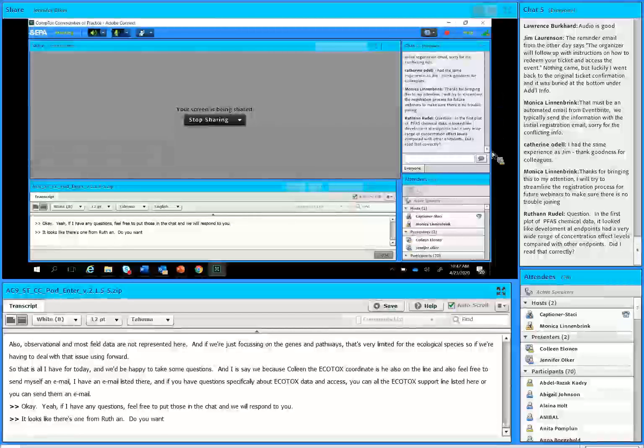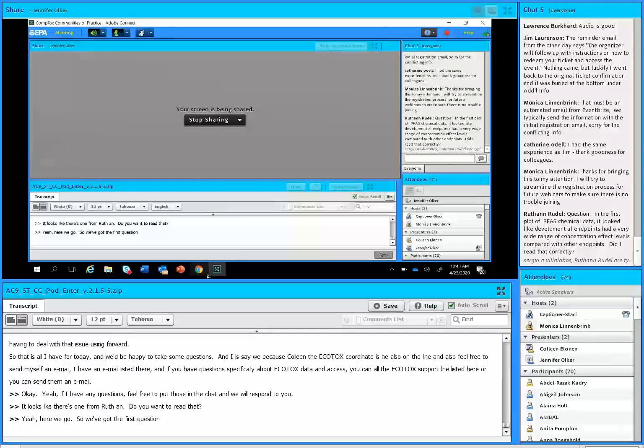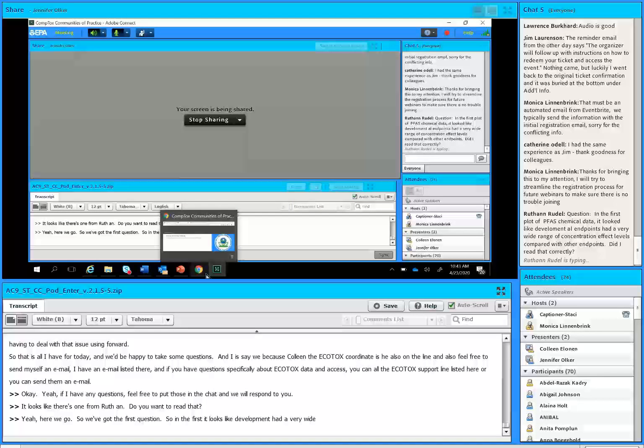So we've got the first question. In the first plot of PFAS chemical data, it looked like developmental endpoints had a very wide range of concentration effect levels compared with other endpoints. Did I read that correctly?